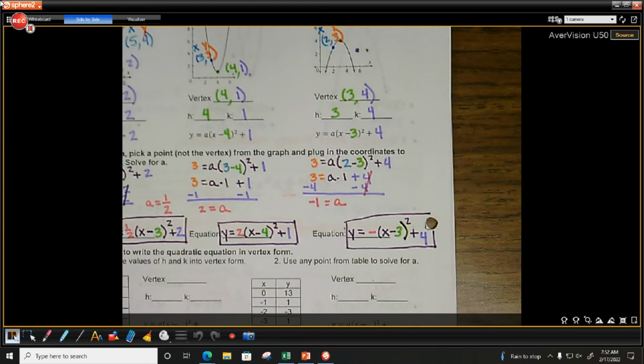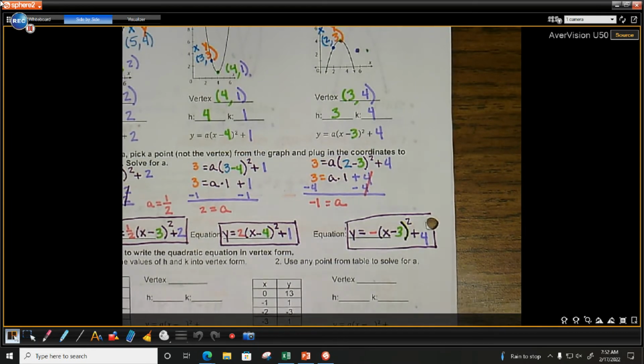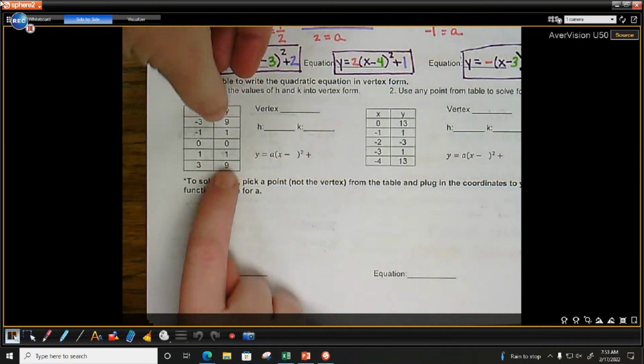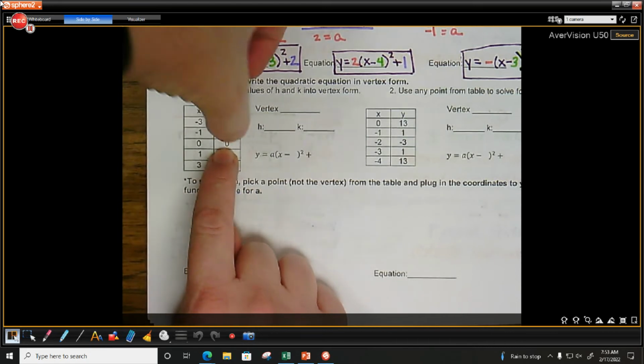Good? Okay. Next 2. Same exact process, we're just now identifying our vertex from a table instead of a graph. When we're identifying our vertex from a table, what are we looking for? Not necessarily the middle, because the vertex won't always be in the middle of your table, depending on where your table is. But you're looking for y values that match, and then the y value that doesn't have a partner to match, that's your vertex, okay? So looking at this one, 9, 9 match, 1, 1 match. Where's my vertex? There we go, 0, 0.